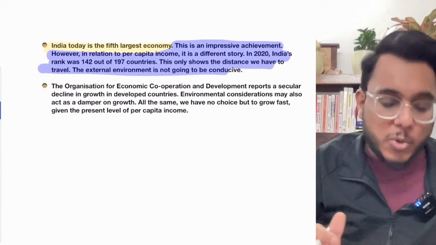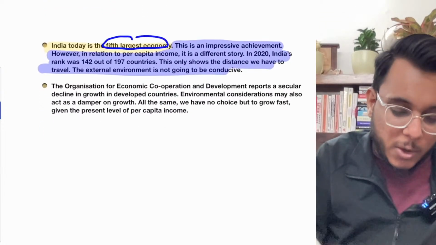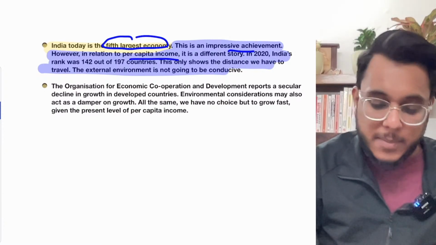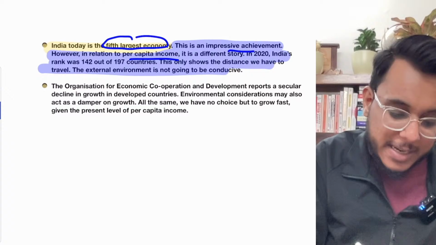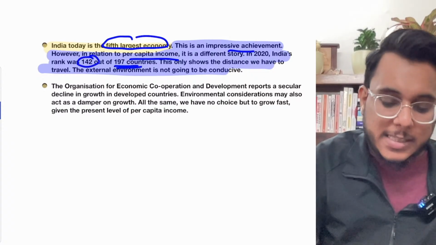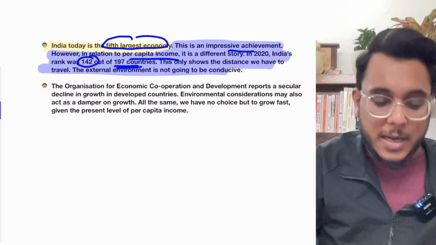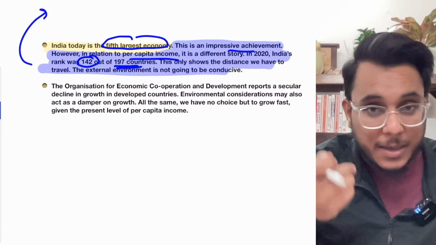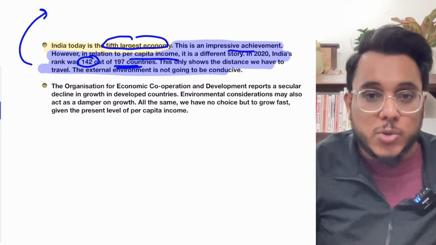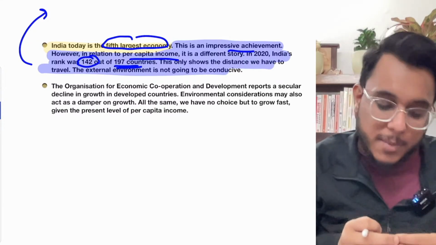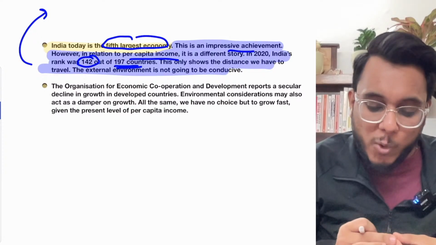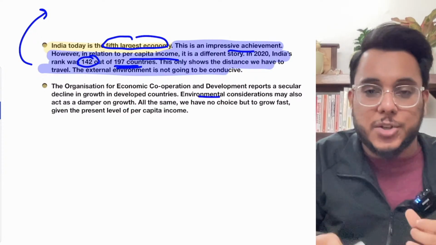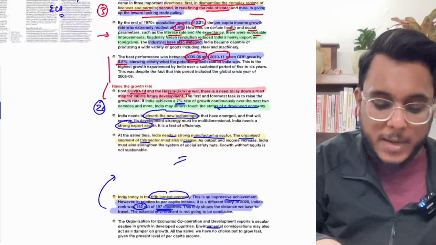Then, today India is the fifth largest economy, which is an impressive achievement. But at the same time, our per capita income is very low, and India ranks 142 out of 197 countries in terms of per capita income. So we have the fifth largest economy, but at the same time, the population is so big that the per capita income becomes very much less. Therefore, we need to focus. Is it clear or not? We need to bring growth. We need to focus on environmental considerations. All these kinds of things are to be taken up.